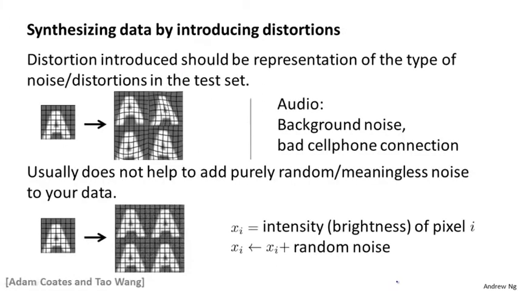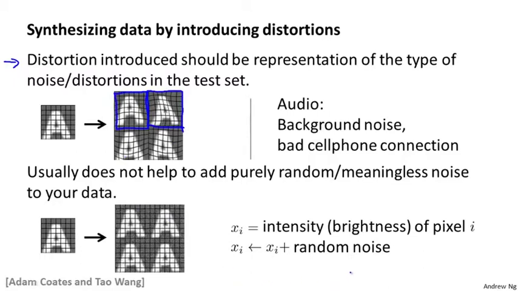Just one word of warning about synthesizing data by introducing distortions. If you're trying to do this yourself, the distortions you introduce should be representative of the sorts of noises or distortions that you might see in the test set. For the character recognition example, the warpings we introduce are actually reasonable, because an image that looks like that could be an image that we could actually see in the test set. And the image on the upper right could be an image that we could imagine seeing.